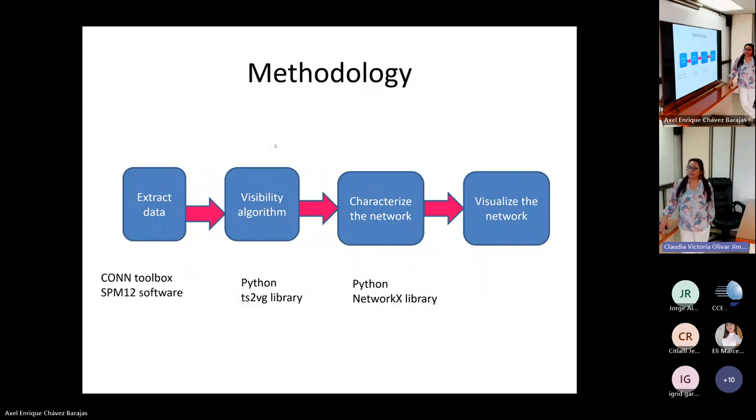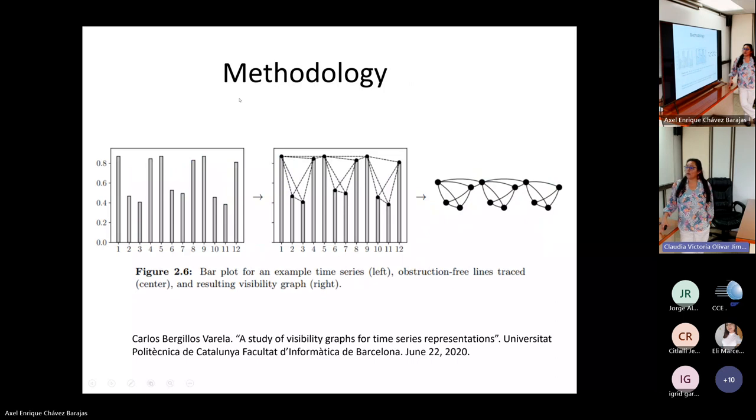After we pre-process the image data, we use Python with a TV library, and we also use Python with the network library to characterize the network. Then we use an algorithm called visibility graphs. That algorithm is used when you have a time series, and you obtain the paths from one point to the whole series, and then you transform that time series into a graph.